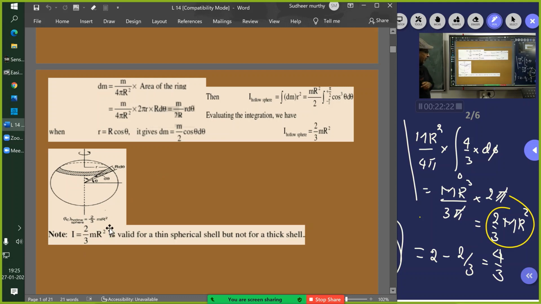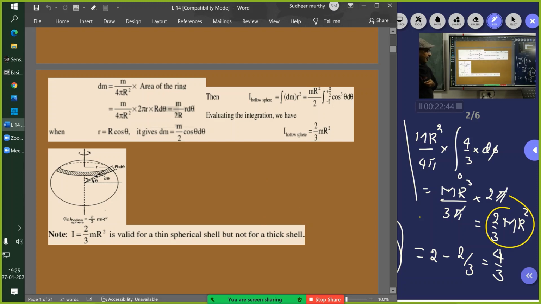Well, he also got it as 2 by 3 m r square. The only thing is, instead of taking this theta, they have taken this theta, and so they ended up with cos theta instead of sin cube theta, and they said r is equal to r cos theta. Anyways, that is another way of doing it. Got it?